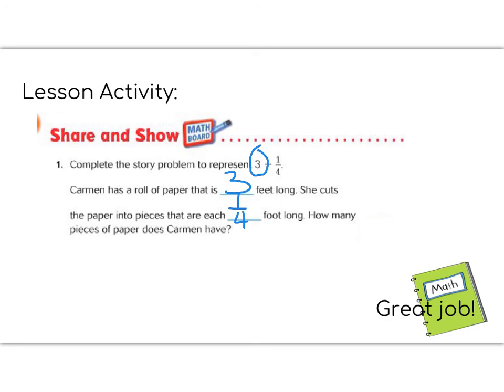So remember, we're going to do keep, change, and 1/4 flipped upside down is 4/1. So 4/1. What is my answer going to be? If I have 3 whole things and I split each thing into 4 pieces, how many 1/4 size pieces will I have? Great job so far, 5th graders. See you tomorrow.